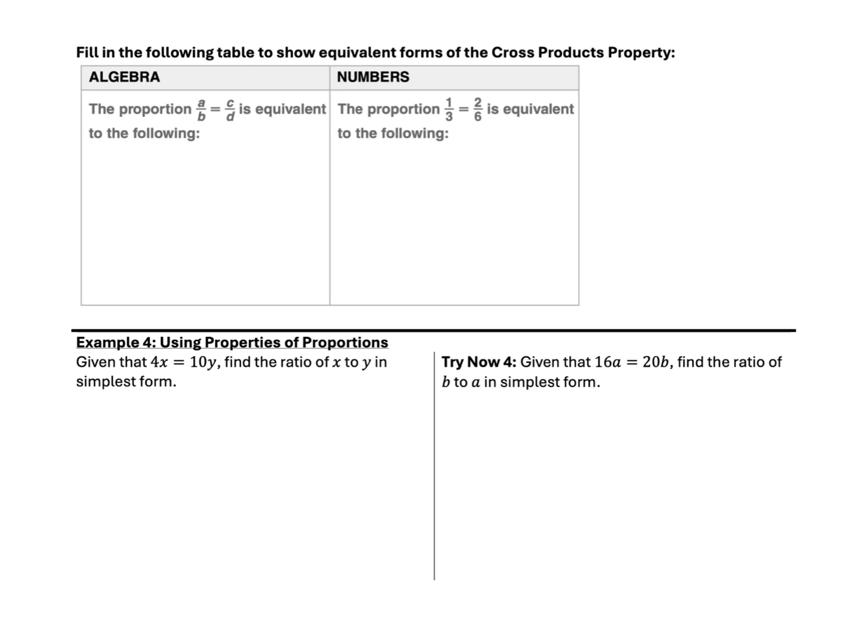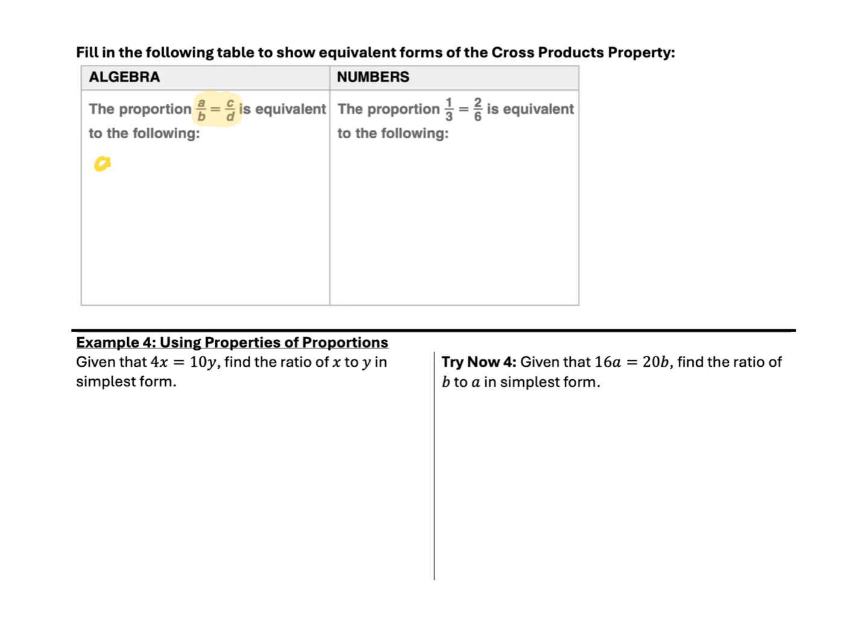Let's look at this table here and show equivalent forms of the cross product property. So we're going to start back out with just this original proportion, a over b equals c over d, and there's a lot of different equivalent ways that we can write it. I'm going to show you 3 ways. The first way is just the cross product property, so we could write it as a times d.